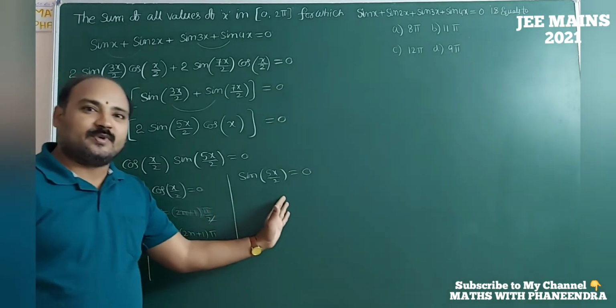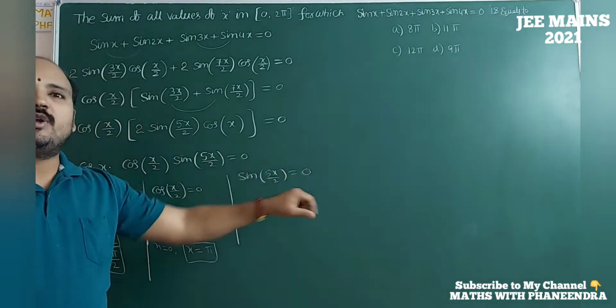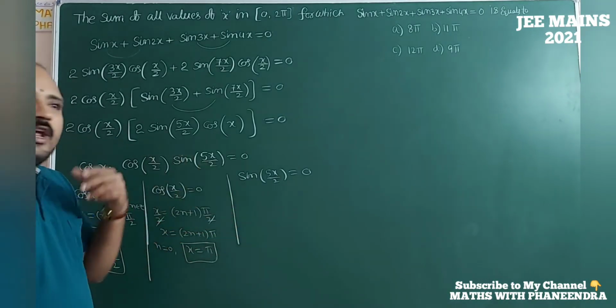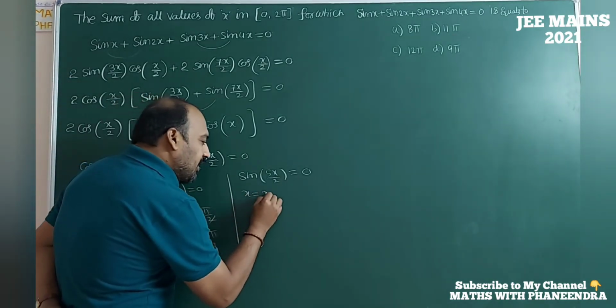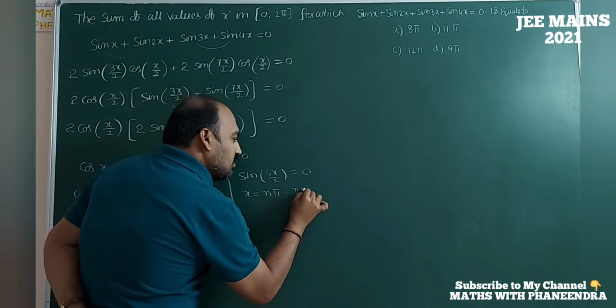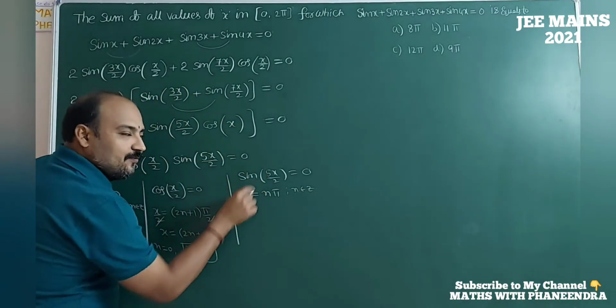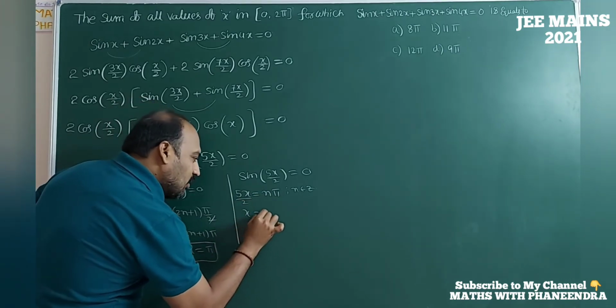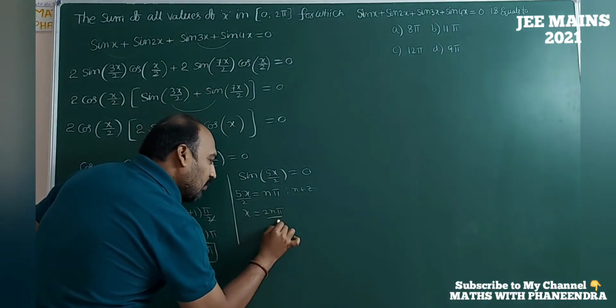Now come to the last one, sin of 5x by 2 equal to 0. The general solution for sin x equal to 0 is what? x is equal to n pi, where n belongs to Z. So what is x here? 5x by 2 equal to n pi. So x is equal to 2n pi divided by 5.